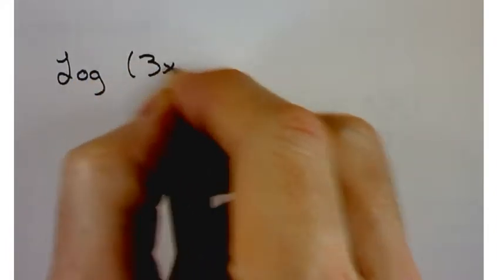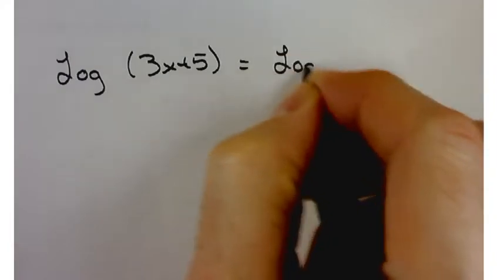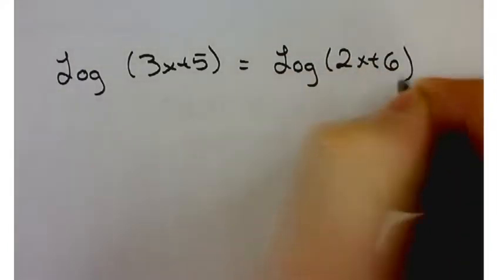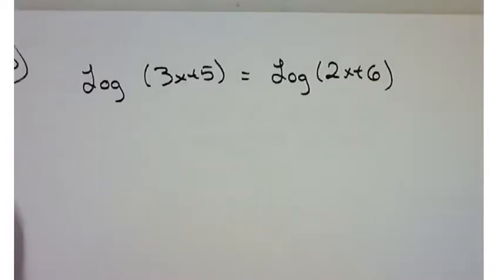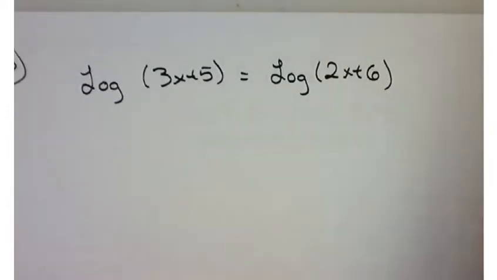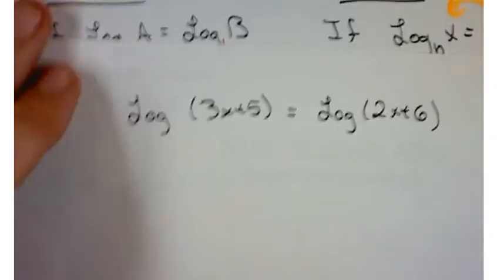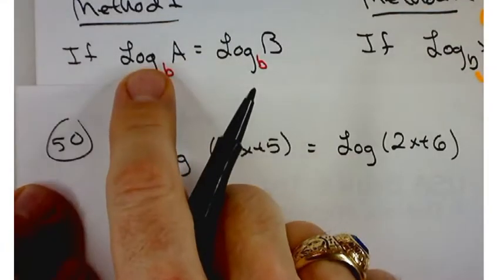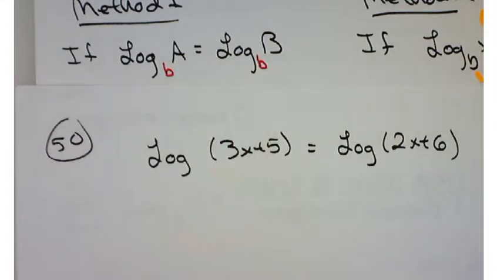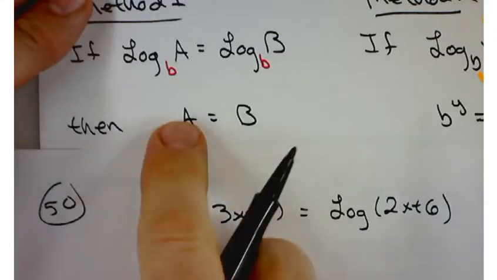Let's try problem number 50. Log of 3x plus 5 equals a log of 2x plus 6. So this is problem number 50. What method am I going to use in this one? Good, the first one. All right. We're using the first one because you have the log of something equals a log of something else. So you can get rid of the logs, right? That is, you can just write A equals B.